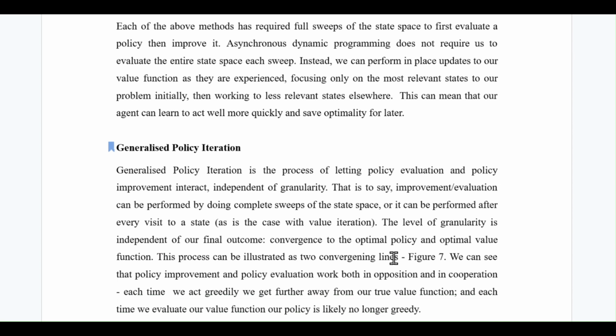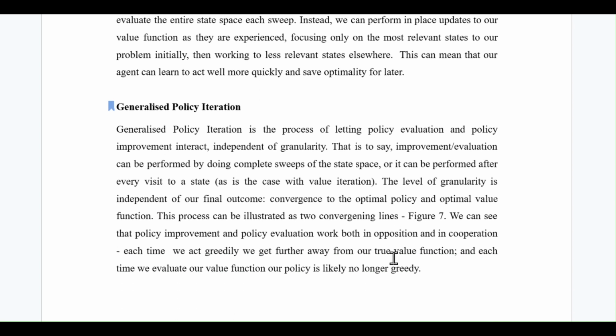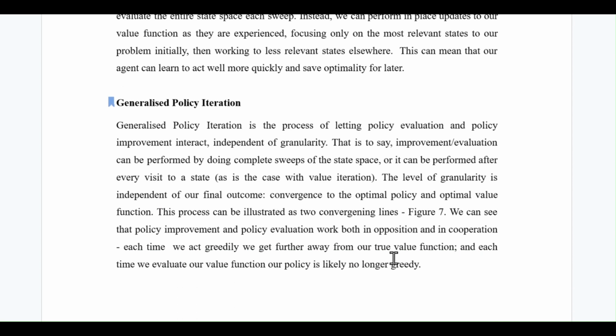And then when we discuss generalized policy iteration, it is a framework that combines policy evaluation and policy improvement into one process. The key idea is that we can let policy evaluation and policy improvement interact with each other regardless of the granularity of the updates. So this means that we can update the policy and value function at the same time.